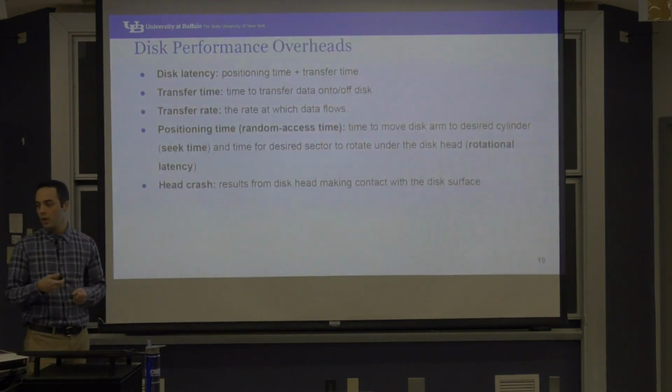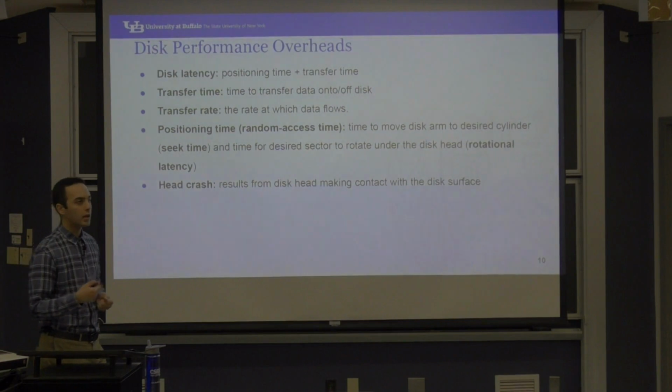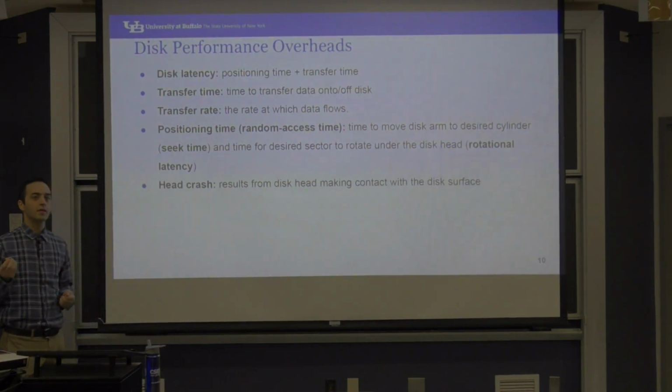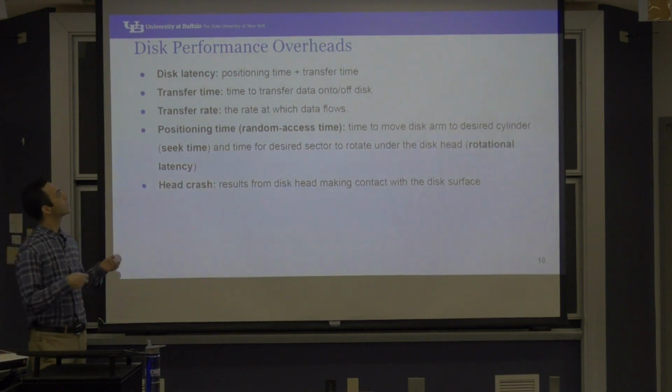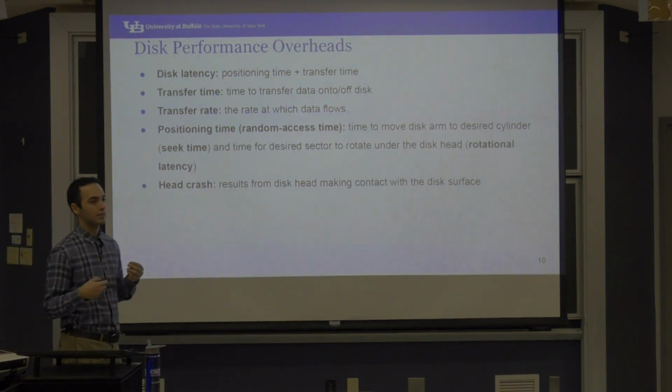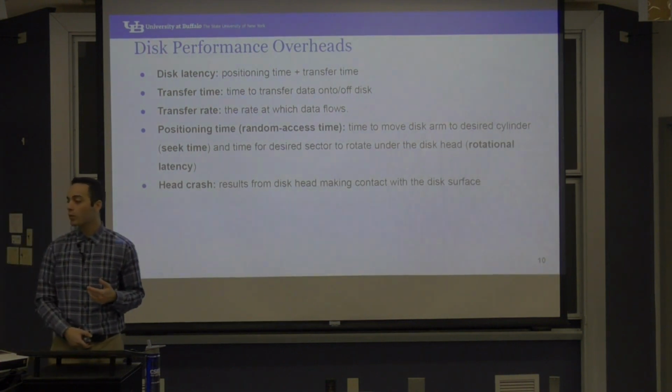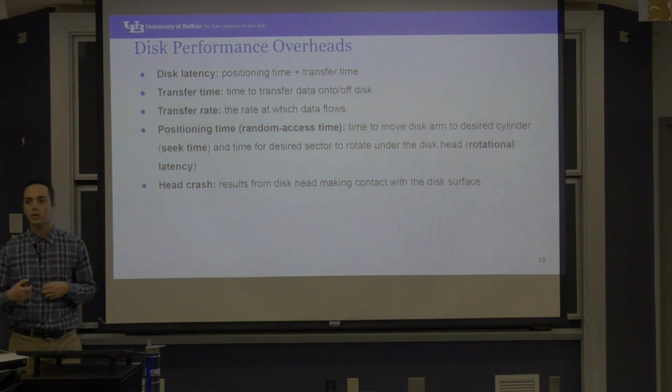Alright, so how about performance? Whenever we are talking about magnetic disks, there are different metrics that we talk about. The first thing is disk latency. Whenever we say disk latency, it's an average time for positioning time and transfer time. Now, what are each of those?